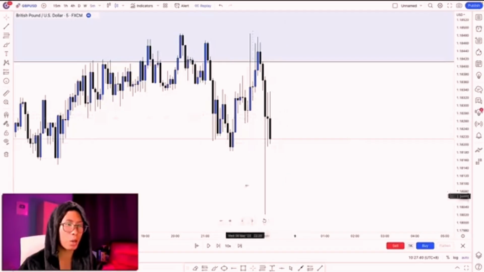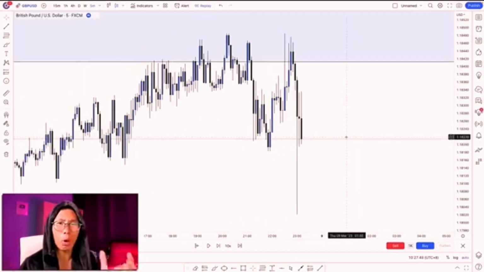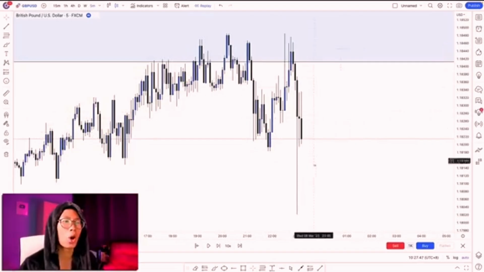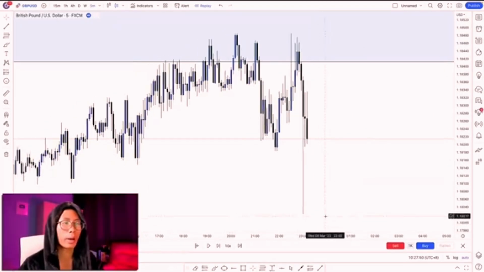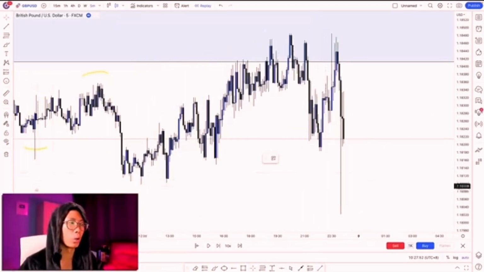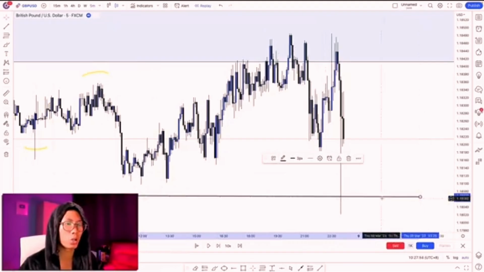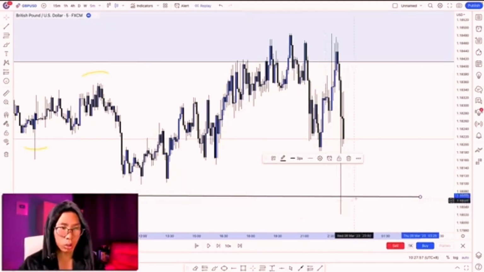Look at this insanely long wick right here. This shows us that at some point of time, the banks, right? The banks, the big boys, the smart money, literally pushed the price all the way down here to this 1.18 level and stopped out all the retail traders. So let's say this is all the stop loss right here. Stopped out all the retail traders, and now they have more liquidity to drive the price up.